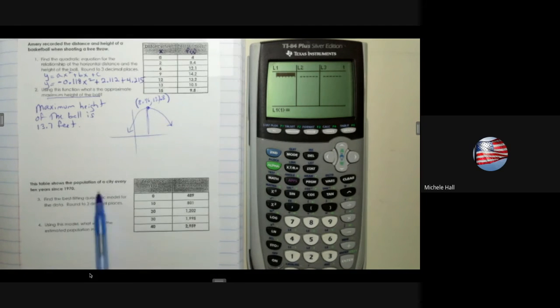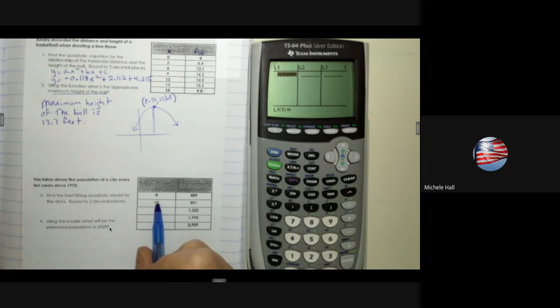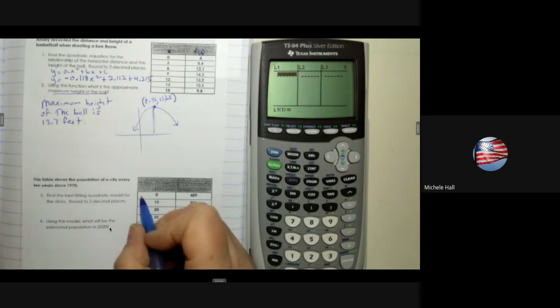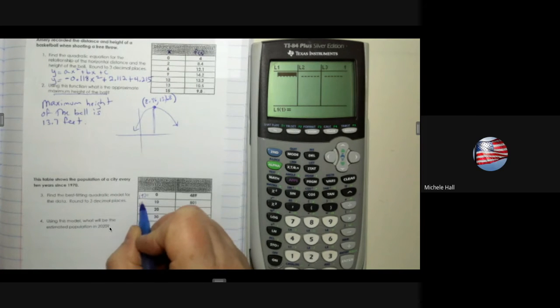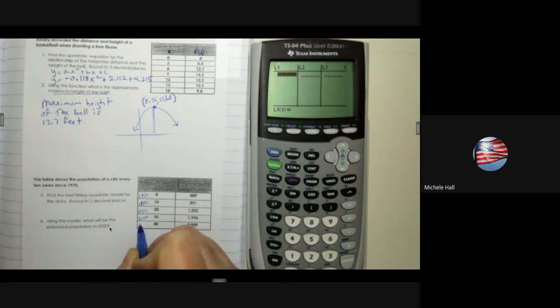All right, the table shows population of a city every 10 years since 1970. Find the best fit quadratic model for the data, round 3 decimal places. Using this model, what will be the estimated population in 2020? Since 1970, so 1970, 1980, 1990, 2000, 2010, and 2020 would be 50.